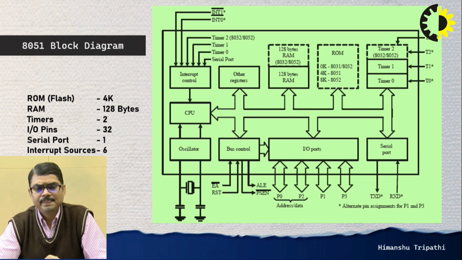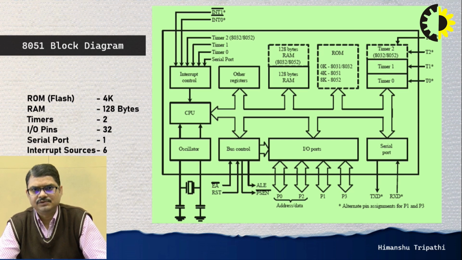While if we are using the 8051 microcontroller, the program memory available on the chip is 4 kilobytes. And if we are using the 8052 member of this family, then the available program memory on the chip is 8 kilobytes. These are the basic differences between different family members of the 8051 family. This family is often referred to as MCS51, that is microcontroller series 51.